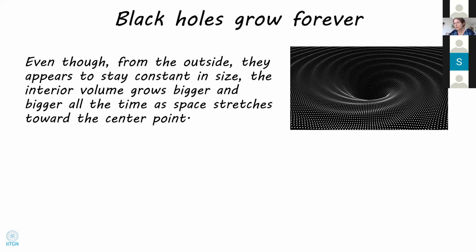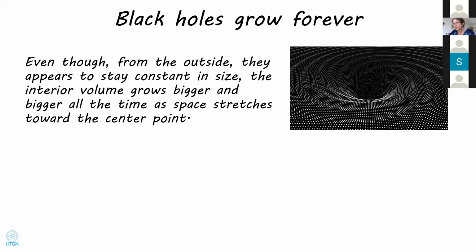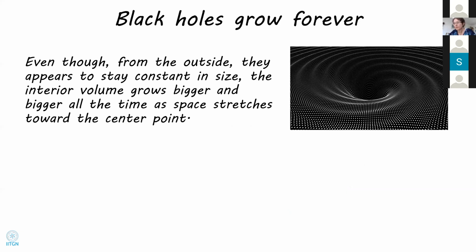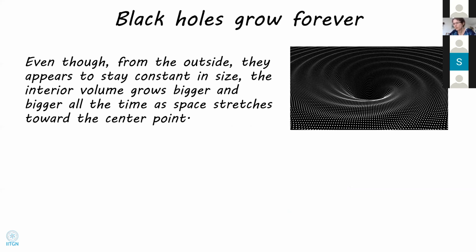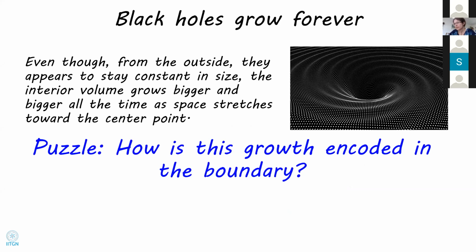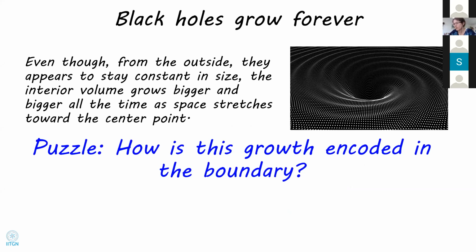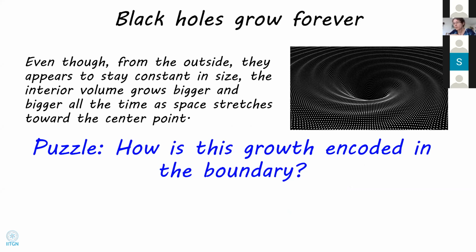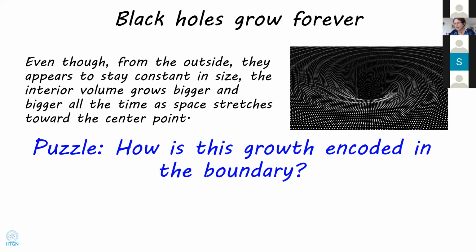The point is that even though from the outside black holes appear to stay constant in size, the interior volume keeps growing bigger and bigger for a very long time as space stretches towards the center point. And so this leads us to a puzzle, since we know that the holographic correspondence is supposed to encode every property of the bulk in the boundary. This leads to a question of how this growth is encoded in the boundary. And since we don't know many quantities that grow for a long time, that's kind of a puzzling aspect.